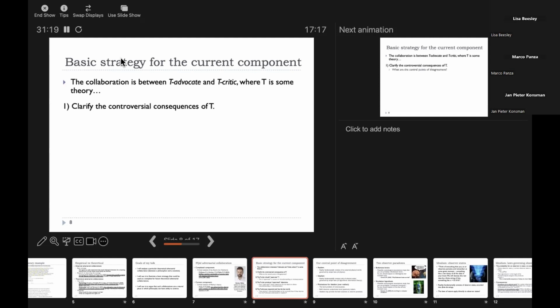Step one, just clarify what's at issue: clarify the controversial consequences of the theory, at least according to the critic, or what the central points of disagreement are. That's just going to help zoom in and focus on something more specific. And that is, I think, what was achieved in the ENVY theoretical adversarial collaboration mentioned. They got that far, where they clarified the central points of disagreement, but then it kind of stopped there. So step two, the T critic should steelman the theory.